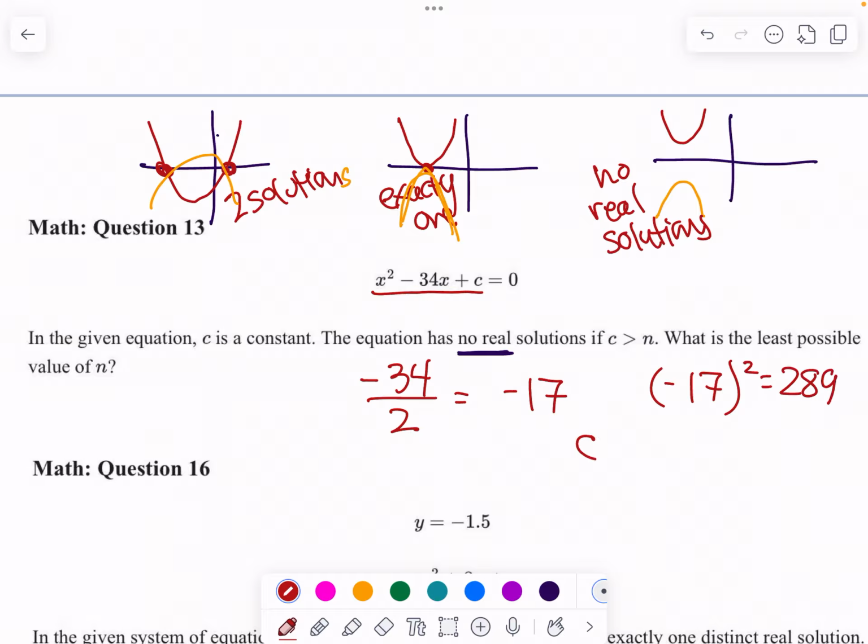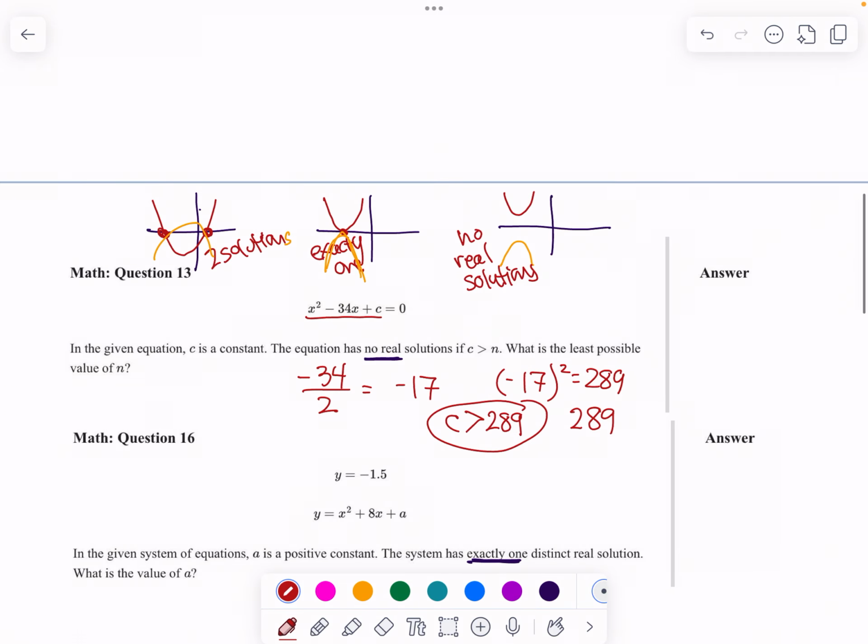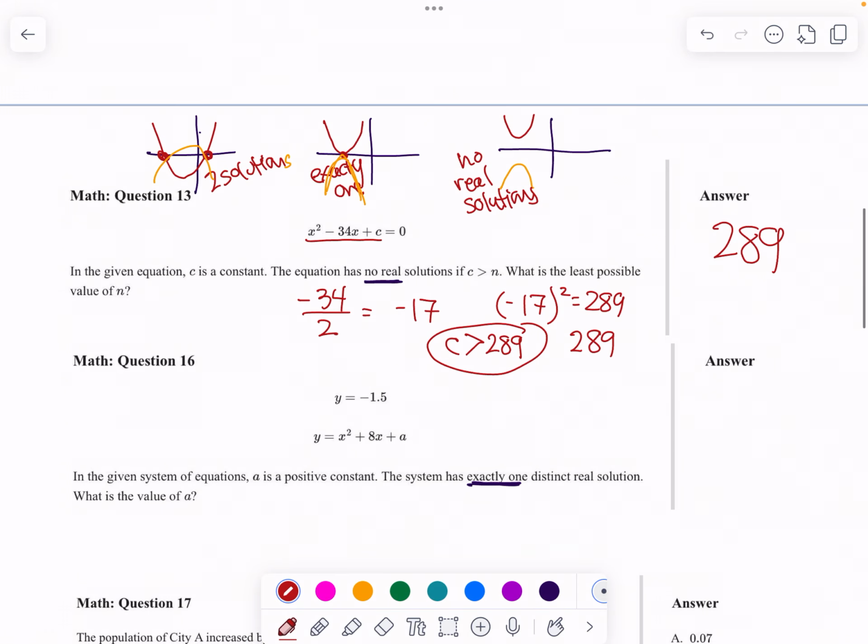So I want C to be great— oh, they said C, not A. C to be greater than 289 is what I would need. So the number that we're looking for is 289. Did I have it over here? Yeah, 289. Okay, so the next one wants exactly one.